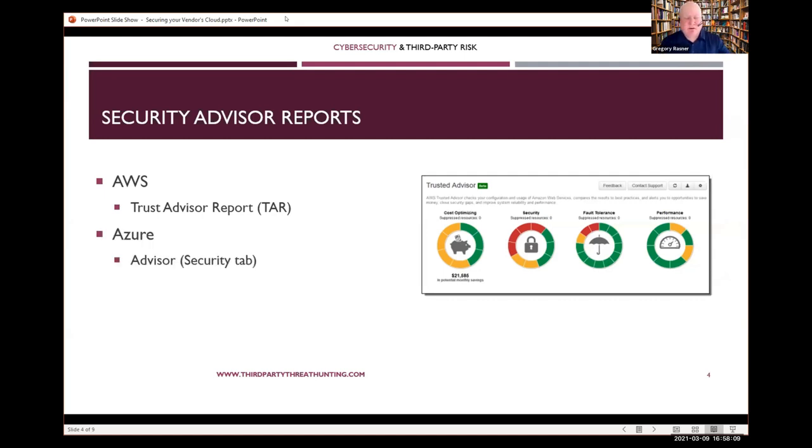In Azure, I think it's Advisor now. I think they've changed the name. It used to be, I think, Security Center or something. This applies to any of these cloud service providers.